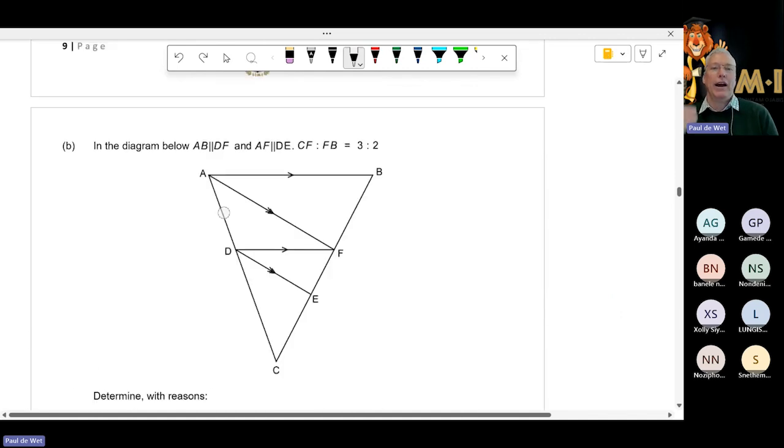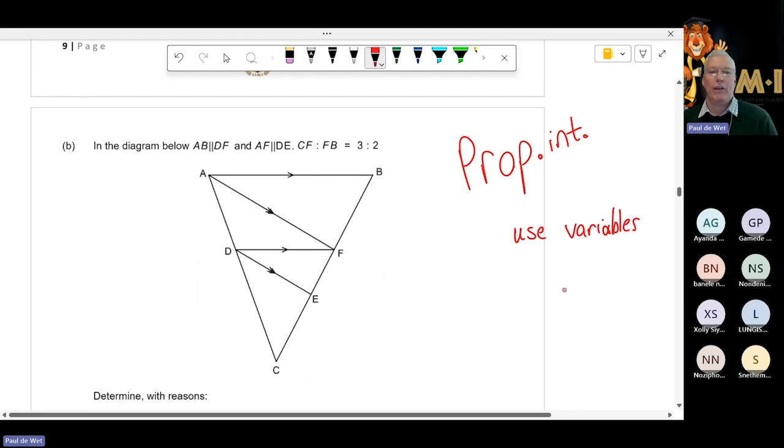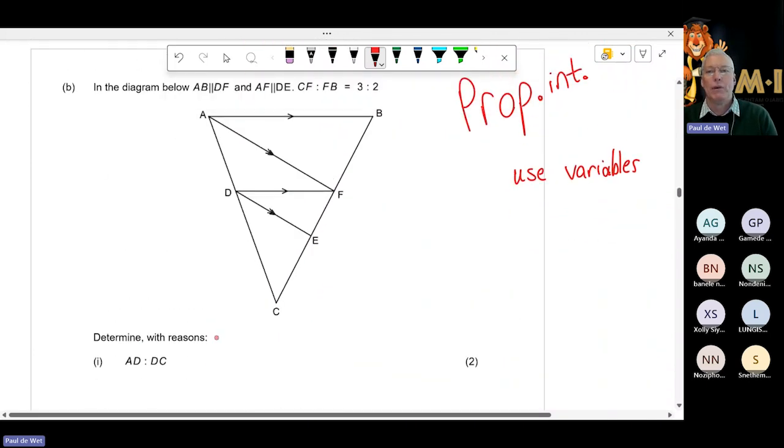Now, what theorem is this about? Anybody tell me what theorem this question is about? Yeah, it's about what I like to call the proportional intercept theorem. Some people call it the proportionality theorem. I'm going to give you a little bit of time to try it. Remember, if you put a ratio on a diagram, use variables. Do not write 2 and 3 on the diagram because we don't know the lengths of the lines. Just have a go at this and then we will talk about it shortly. I'll give you a few minutes.